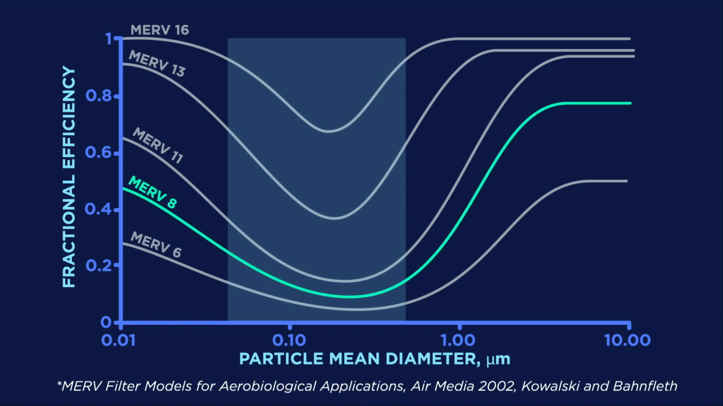MERV 8 filters were commonly used in HVAC systems prior to the COVID-19 pandemic. A minimum of MERV 13 filtration is now recommended to reduce the spread of airborne infectious disease. Each time the air passes through, a MERV 13 filter removes a higher fraction of the most difficult to remove particles than a MERV 8 filter.